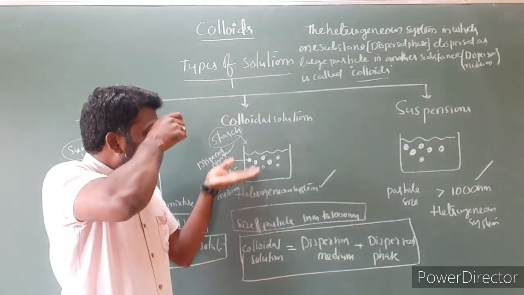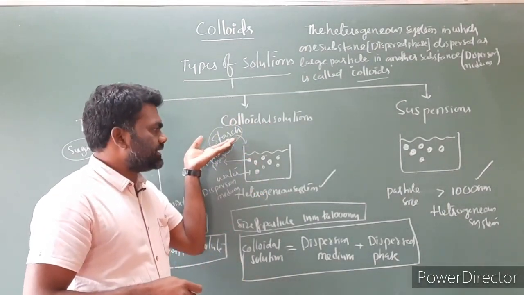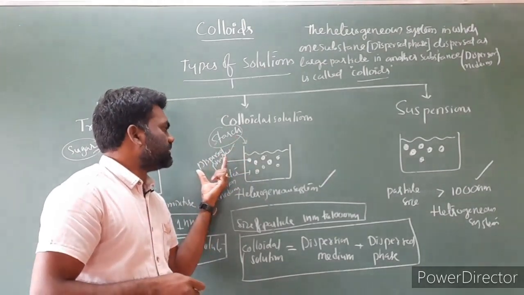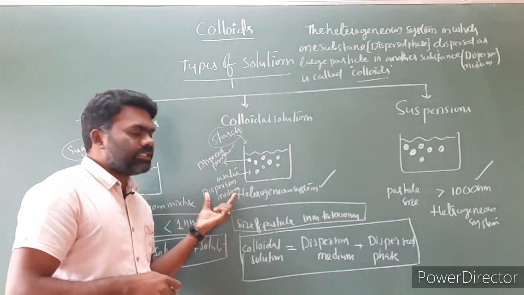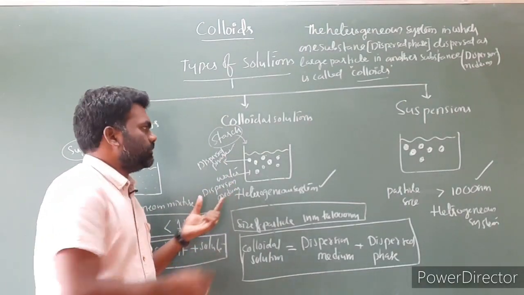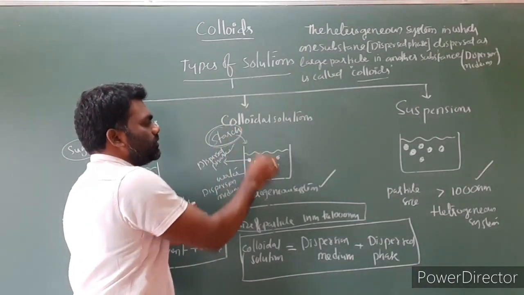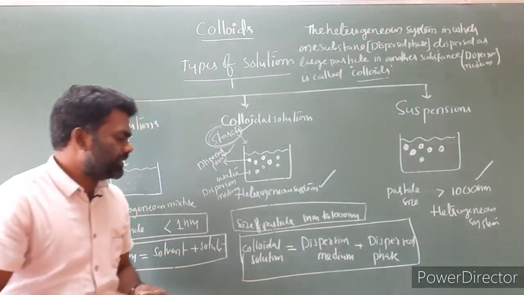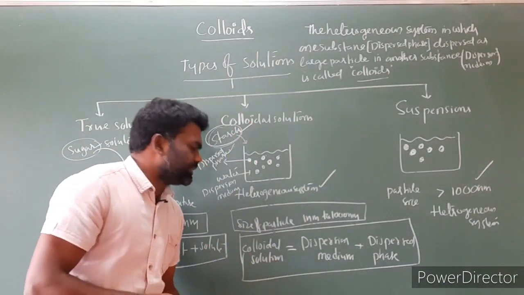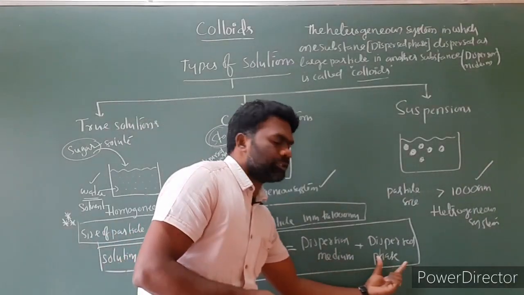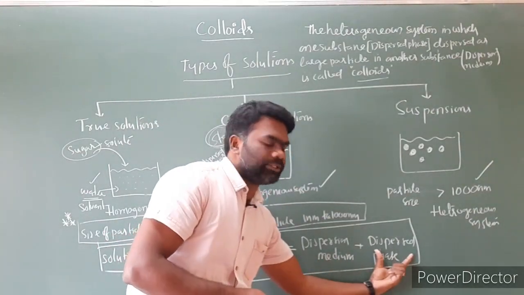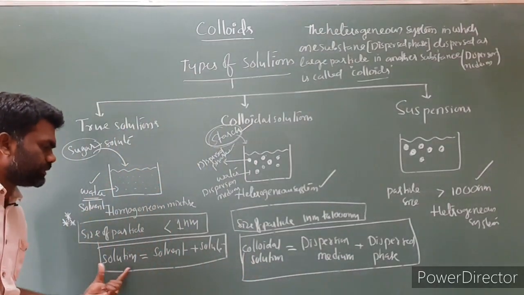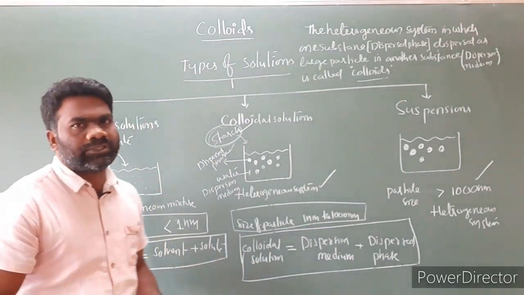And in a colloid solution, one substance is dispersed in another substance. The substance that is dispersed, we call a dispersed phase. In which it is dispersed, we call a dispersion medium. So here starch is added to the water. The starch is a dispersed phase, water is a dispersion medium. Then colloid solution is equal to dispersed phase plus dispersion medium. Just like a true solution is equal to solvent plus solute.